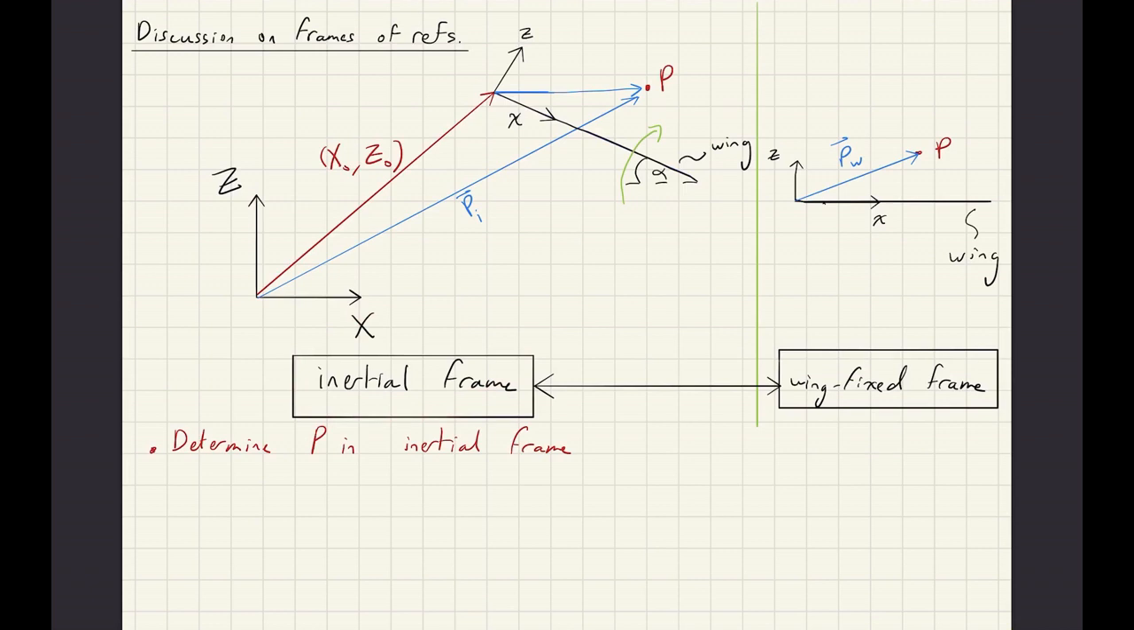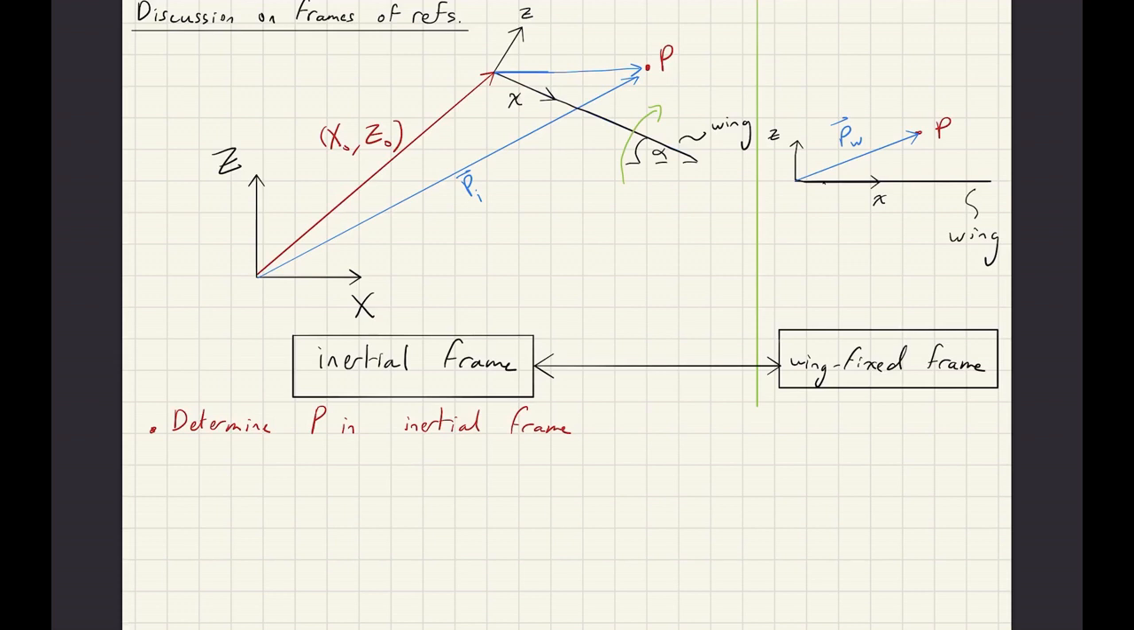I'll go over the actual rotation in a little bit. After we rotate this axis to the inertial frame, we get this vector, and the main vector we are interested in is the position of P relative to the origin of the inertial axis. So all you need to do is add the vector you obtained when you rotated the wing fixed frame to the inertial axis angle, and then add the position of the origin of the wing fixed frame with respect to the inertial axis.